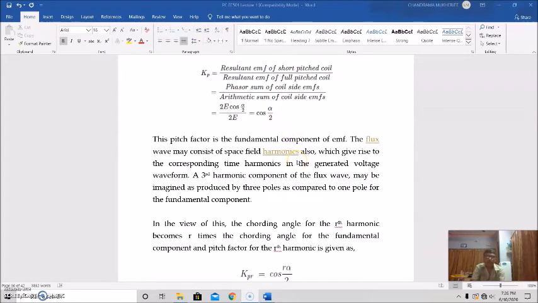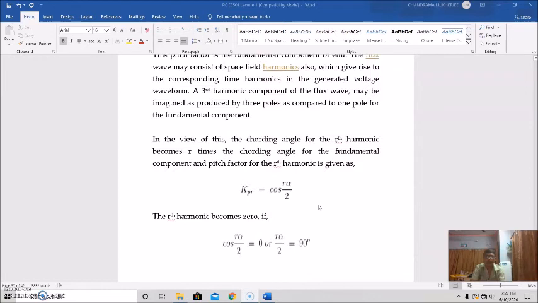Therefore, cos alpha by 2 is the pitch factor. This pitch factor applies to the fundamental component of EMF, but the flux may also consist of space harmonics, which give rise to corresponding time harmonics in the generated voltage waveform. A third harmonic component of the flux wave may be imagined as produced by 3 poles as compared to a single pole for the fundamental component. In view of this, the coil angle for the r-th harmonic becomes r times the coil angle for the fundamental component, and the pitch factor for the r-th harmonic, Kpr, is cos r alpha by 2.